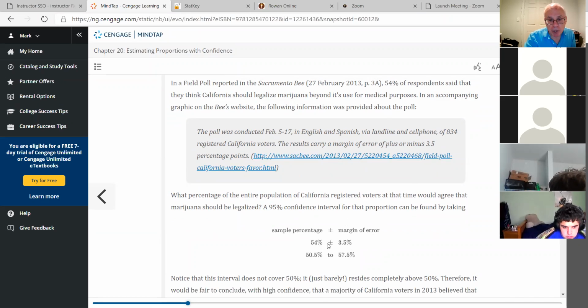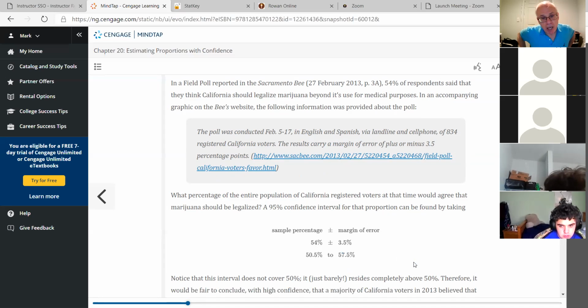So what you're going to do is take your sample proportion, which is this 0.54, and you're going to add and subtract from it the margin of error. So when you subtract 0.035 from 0.54, you get 0.505. Now they express it as a percentage. And then when you add 0.035, the margin of error, to 0.54, you get 0.575. And these are the endpoints of an interval.